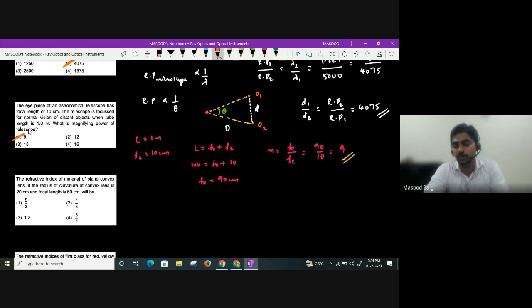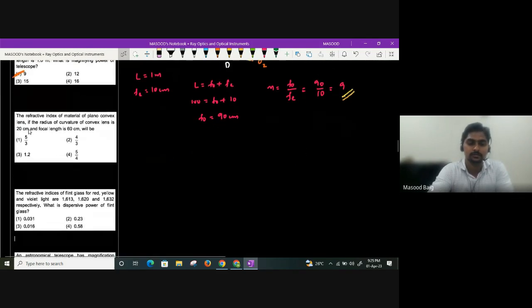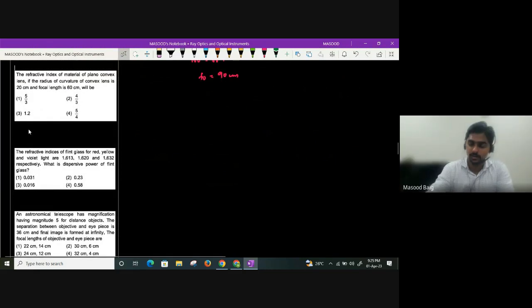Length of the tube is given. Focal length of eyepiece is given. Can you find focal length of objective? Yes, we can find focal length of objective. If focal length of objective is known, focal length of eyepiece is known, can you find magnifying power? Yes, we can find magnifying power as well. Okay. Next question, let us see, guys.